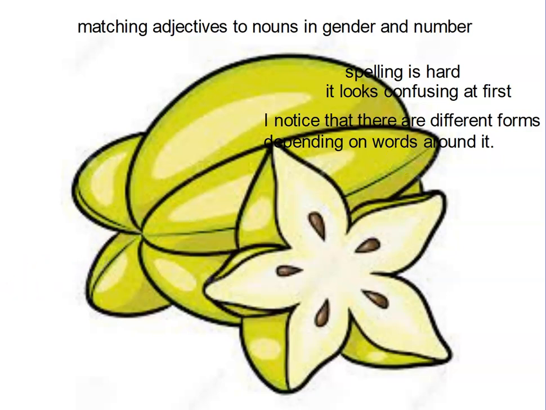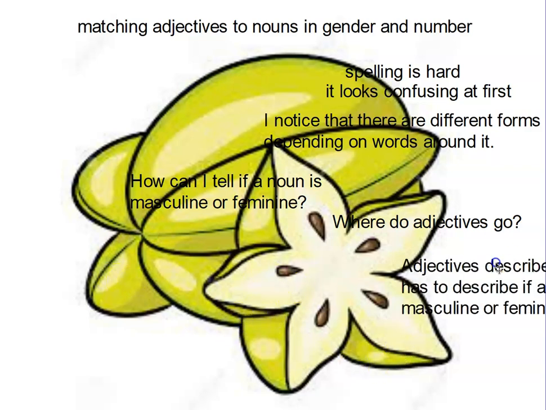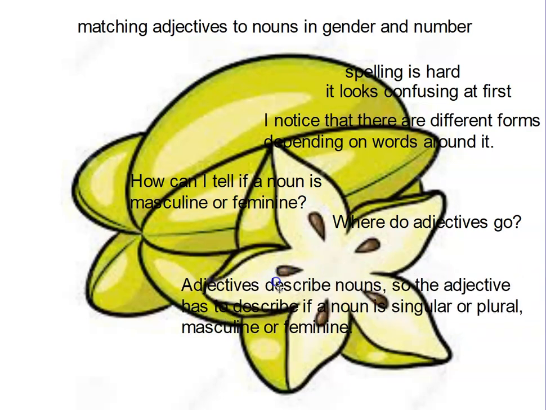For just under the skin, they might write, where do adjectives go? Or how can I tell if a noun is masculine or feminine? Let's put that right under the skin. Obviously, I would normally draw arrows here. For the pulp, they might write adjectives describe nouns, so the adjective has to describe if a noun is singular, plural, masculine, or feminine.